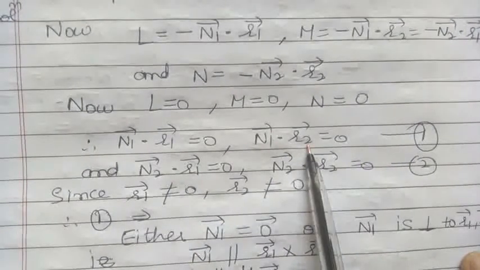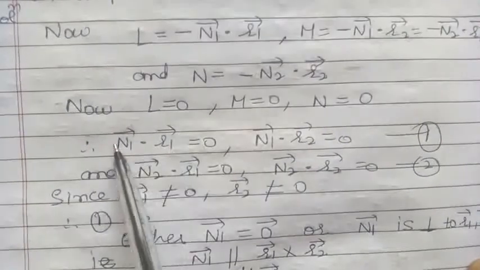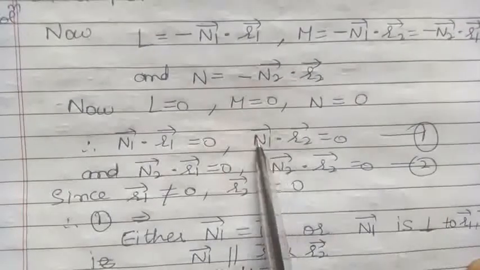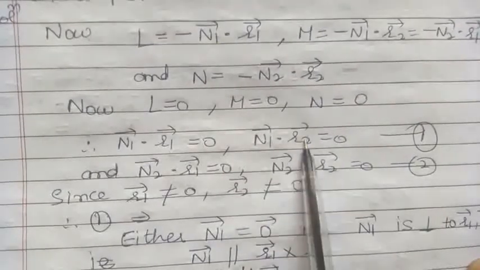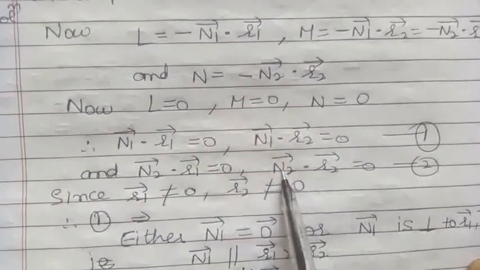Now because vector r1 and vector r2 are the tangential vectors to the surface, they are not equal to 0. So if this dot product is 0, either the vector n1 will be 0 or these two vectors will be perpendicular. In the same way, if the dot product of these two vectors is 0, either n1 will be 0 or these two vectors will be perpendicular. In the same way from here, either n2 will be 0 or these two vectors will be perpendicular. Now let us check the possibilities.